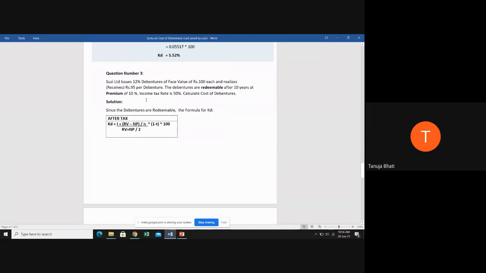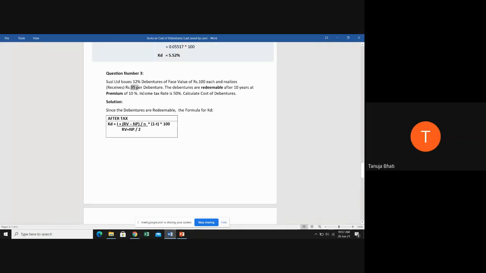Can anyone tell me what is NP? Here directly they have given the answer of NP. Here in the question directly they have given what is NP? 95, ma'am. Now when the face value is 100 and they have sold the debentures at 95, can anyone tell me whether it is issued at par, premium or discount? Discount, ma'am. How did you all identify discount? Because the face value is 100, but it is received only 95 rupees per debenture. Very good. So 5 rupees is the discount.